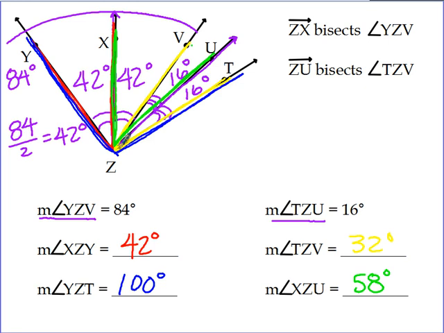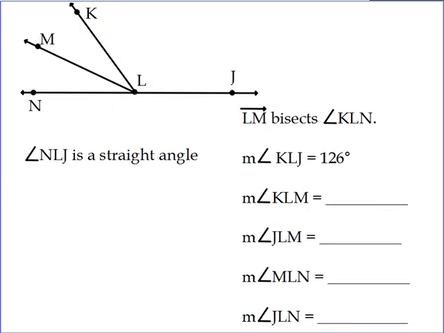Okay, our next one has a straight angle. So we know a straight angle, NLJ, this is just going to be a straight line, that's 180 degrees. And it tells us that LM, our ray LM, bisects KLN, so that means that these two are going to be the same. And then it tells me that KLJ is 126, so that would be this piece here. Now again, before I even look to see what they want me to find over here, I'm going to try to fill out my picture.